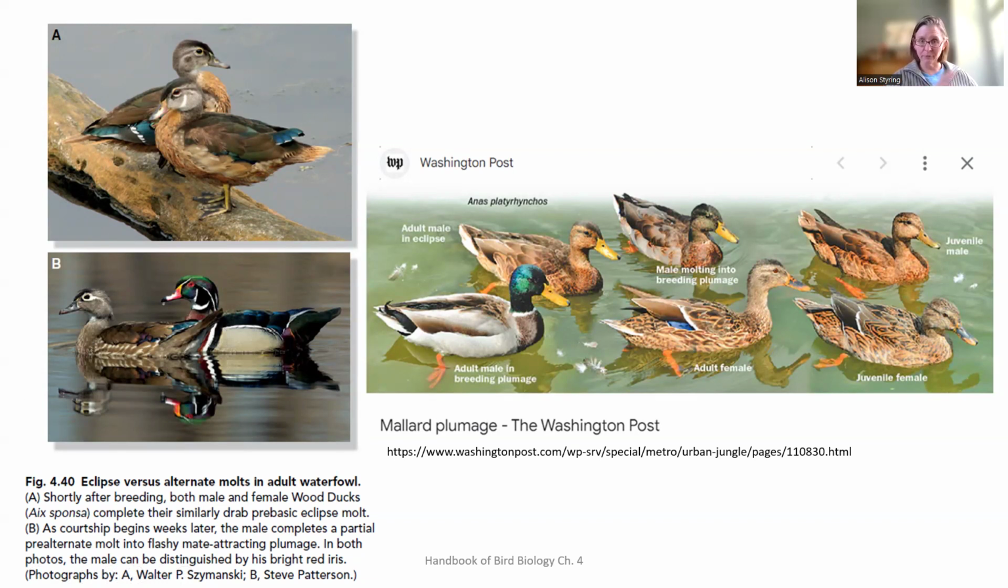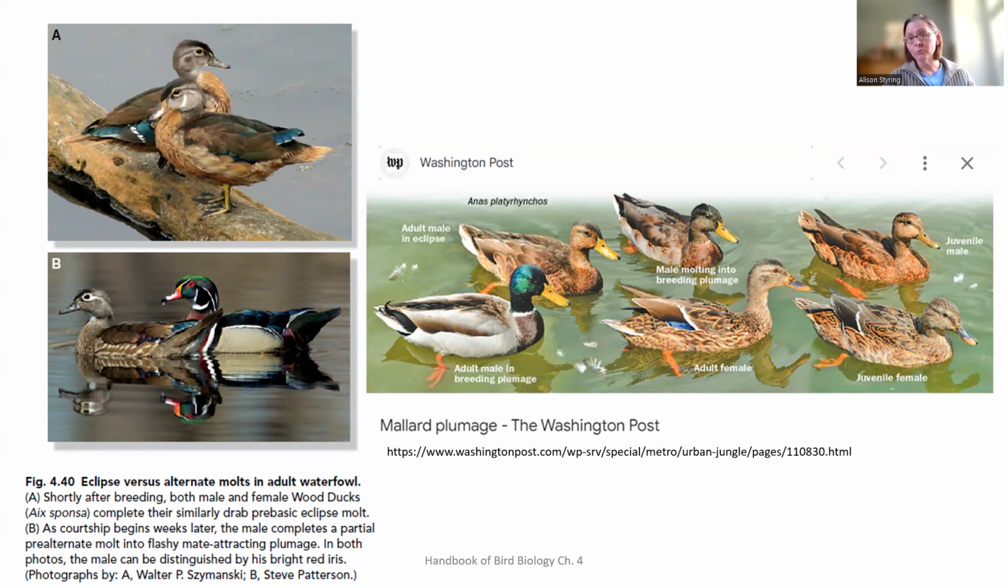It's a less showy plumage, but it's very brief. And this happens right after breeding. And this is a time when ducks are also molting their flight feathers. And ducks have an interesting flight feather molt. They molt all of their flight feathers at once. So there's a brief period of time in a duck's life every year that it can't fly.